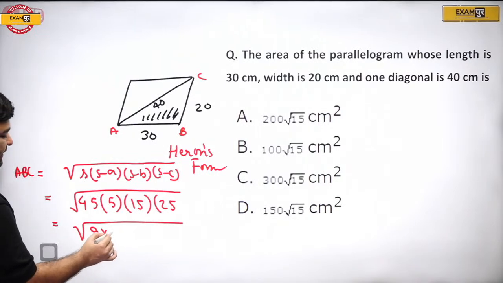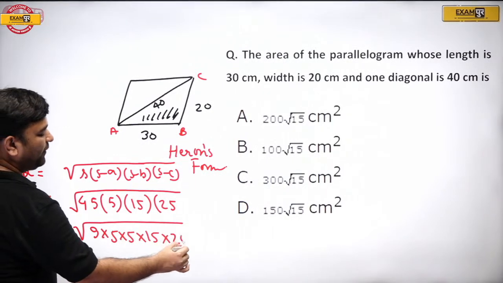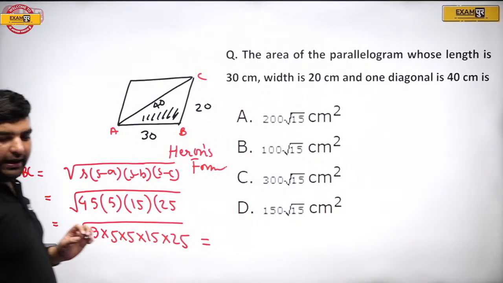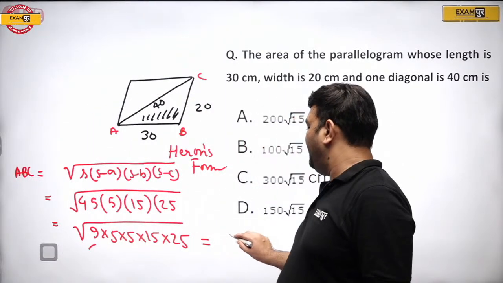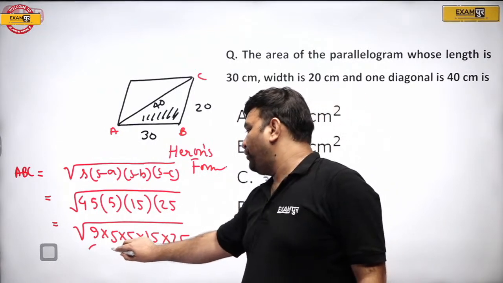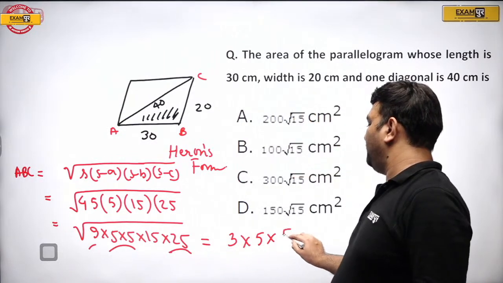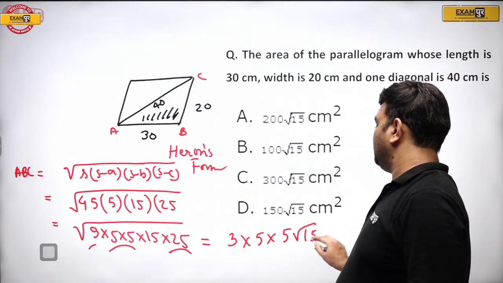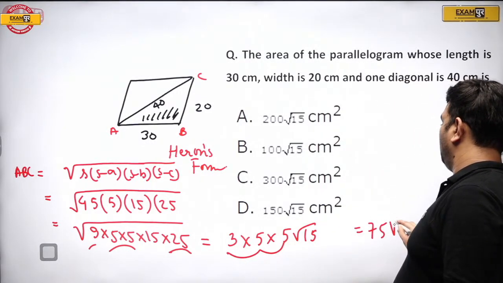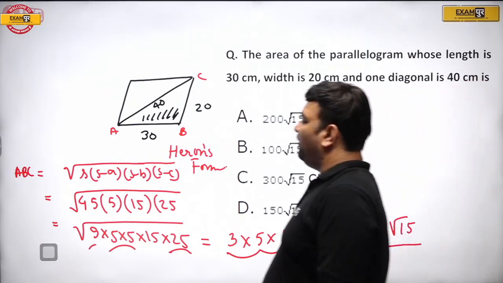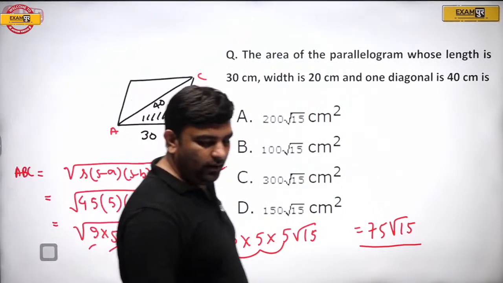Right, 45 is 9 cross 5. I can see a lot of perfect squares. 9 comes outside as 3. 25 comes outside as 5. Only root 15 will remain inside. 75 root 15 is the area of the triangle.